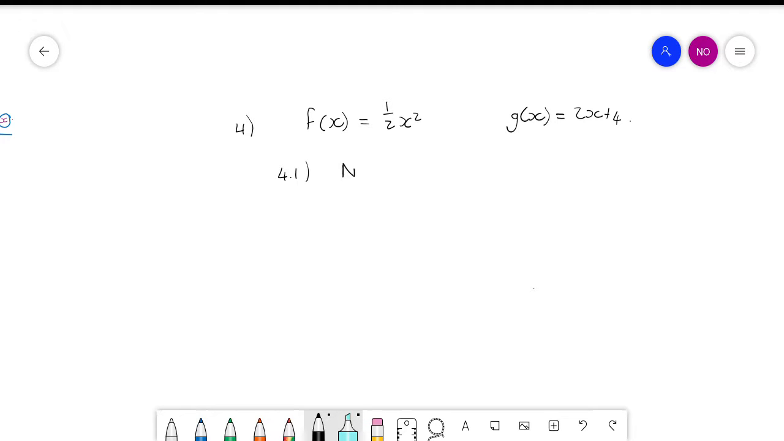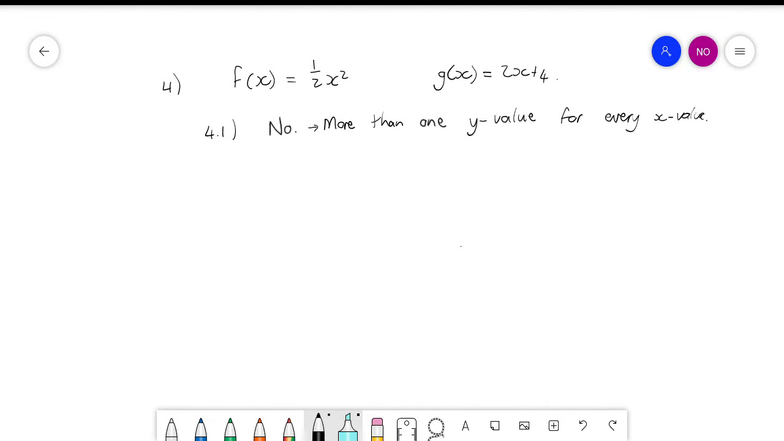Why? Why will the inverse of a parabola not be a function? Yes, so you can either write down it as more than one y value for every x value, or you can write it doesn't pass the vertical line test.